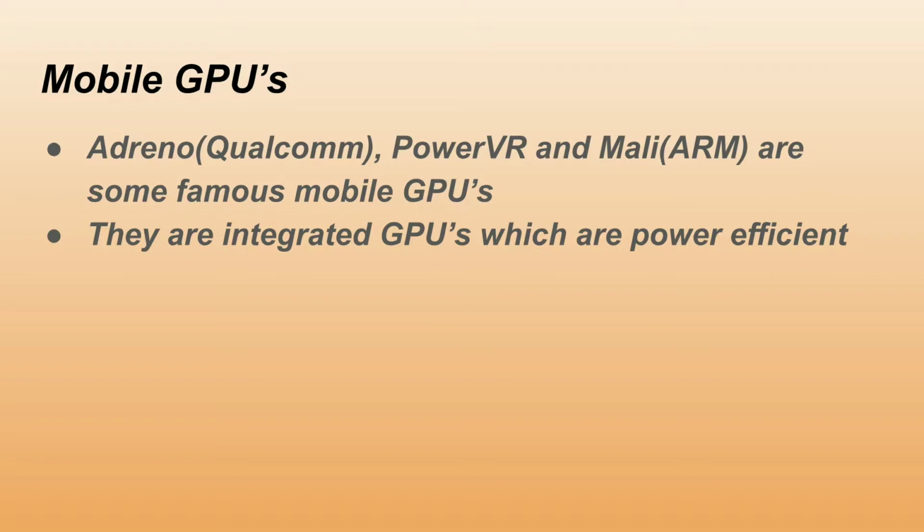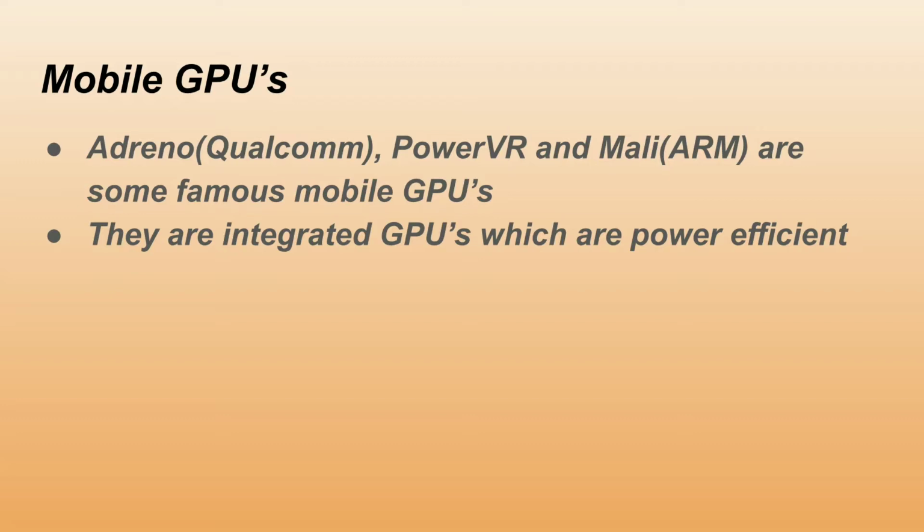Nowadays mobile CPU manufacturers are also including integrated GPUs in their system on chip. In our channel, we have posted several videos about Snapdragon processors. Whenever we explain the Snapdragon processor, you might have come across a term called Adreno GPU. Adreno is the name of the GPU used in Qualcomm's Snapdragon chipsets. Other GPUs include PowerVR and Mali, which is developed by ARM. These integrated GPUs in mobile phones are very power efficient because it is a mobile device.